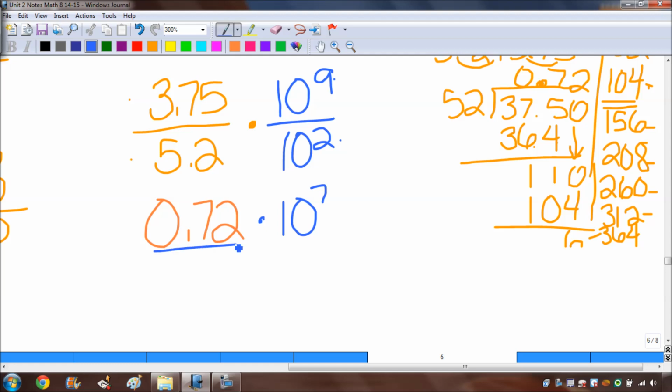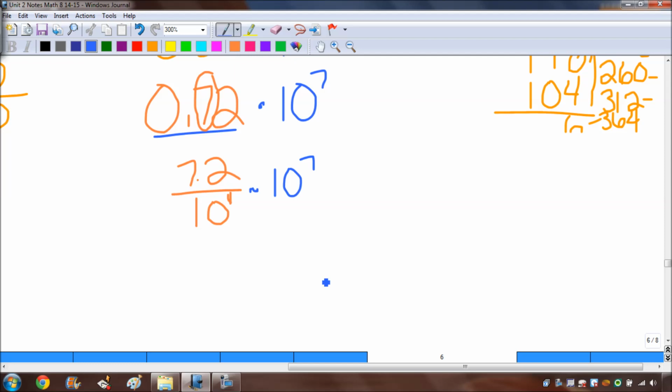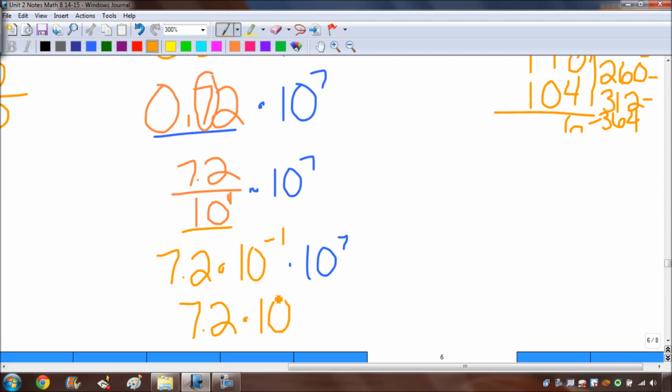Now this number right here is not between 1 and 10, so I'm going to adjust it. This is the 10th place, right? So it's 7.2 out of 10, right? 10 to the 1st power times 10 to the 7th power. But remember, this just means 7.2 times 10 to the negative 1st power, to get it out of the denominator, times 10 to the 7th power. So I end up getting 7.2 times 10 to the 6th power, because when you multiply, you should add your exponents.